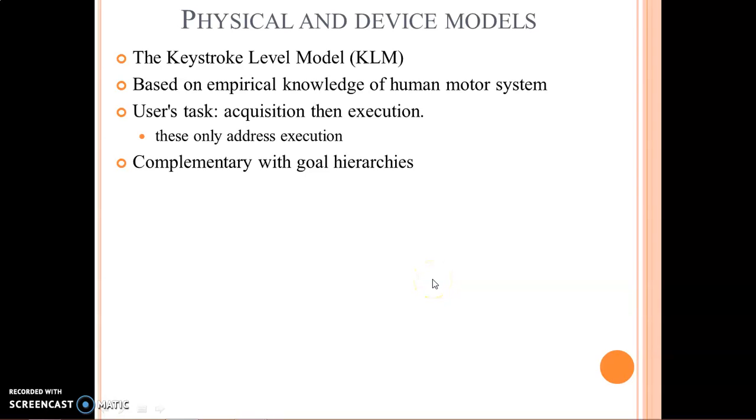Now we are going to start off with the next set of models, and we'll be talking about physical and device models. These are models like the keystroke level model. It's an example of this type of model. They're based on empirical knowledge of the human motor system. The user's task is done in the form of acquisition and then execution. These only address the execution. They are in the form of complementary models along with the goal hierarchies.